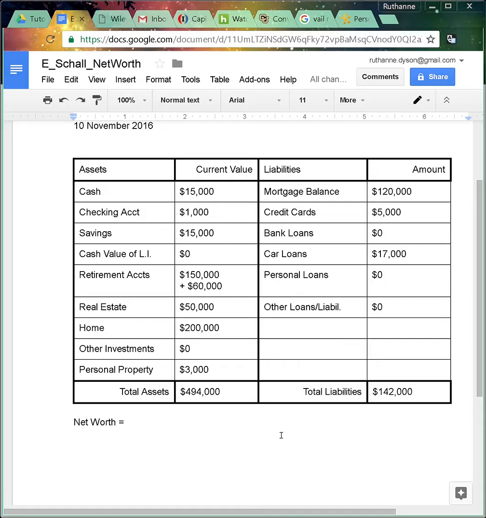All right, so net worth here is going to be 494,000 minus 142,000, and that is going to equal 352,000. So he has a total net worth of $352,000. That means when we combine his assets and his liabilities, he still comes out on the plus side to the tune of $352,000.